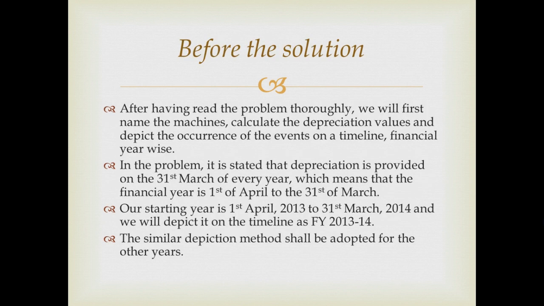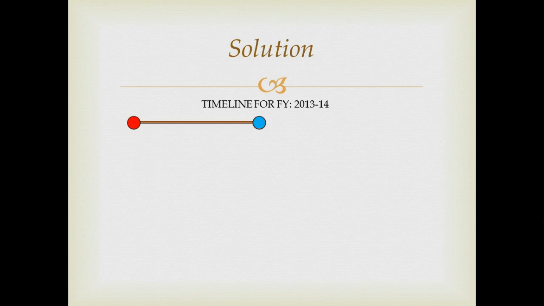Before the solution, or the approach which I will be taking, after having read the problem thoroughly, we will first name the machines, calculate the depreciation values and depict the occurrence of the events on a timeline financial year wise. In the problem it is stated that depreciation is provided on the 31st of March every year, which means that the financial year is 1st of April to the 31st of March. Our starting year is 1st of April 2013 to 31st March 2014, so it will be depicted on the timeline as FY 2013-14, and this method shall be adopted for the subsequent years also.